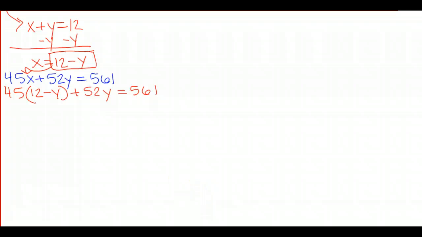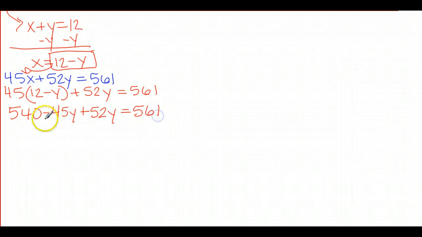First thing that we need to do is distribute. So we have 45 times 12, which is 540. Then we have 45 times negative y, which is negative 45y, plus 52y equals 561. Combine like terms, negative 45y and 52y, so we would get 540 plus, let's see, negative 45 plus 52, yep, so it's going to be a positive 7y equals 561.